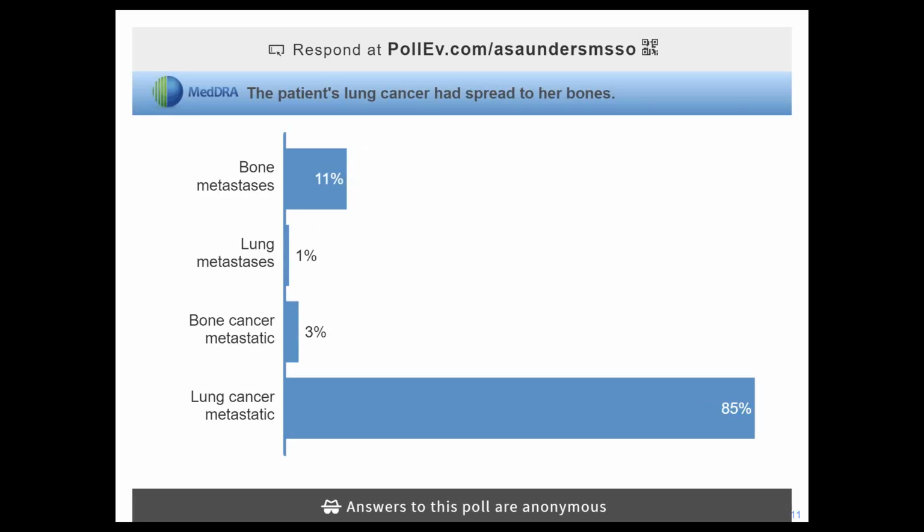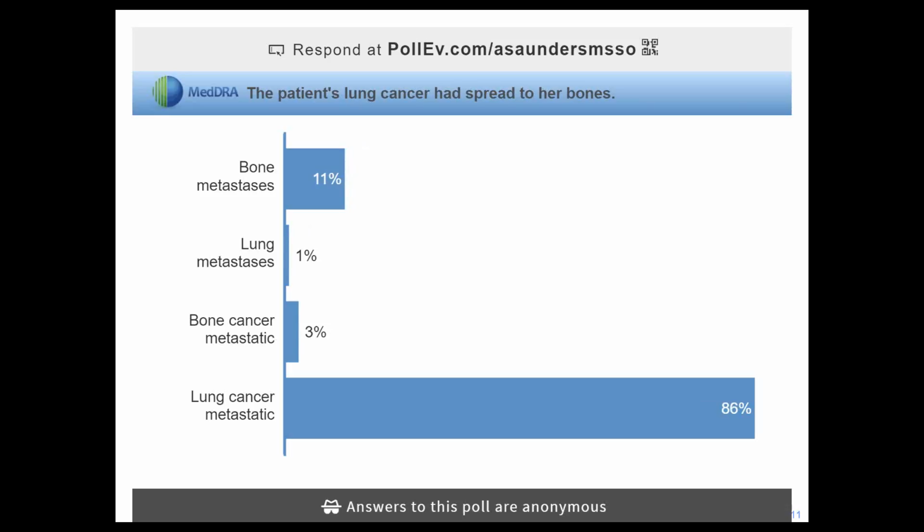So in this particular situation, we know the patient had lung cancer and it had spread. So therefore, it is a metastatic lung cancer. We also know the site of the spread to be the bones, and therefore we know that she has metastases from her lung cancer in her bones. So the correct response of lung cancer metastatic along with bone metastases captures the complete picture of the information being presented here. And I think that metastatic and metastases can often trip up coders, so it's important to acknowledge and notice that difference in those terms.